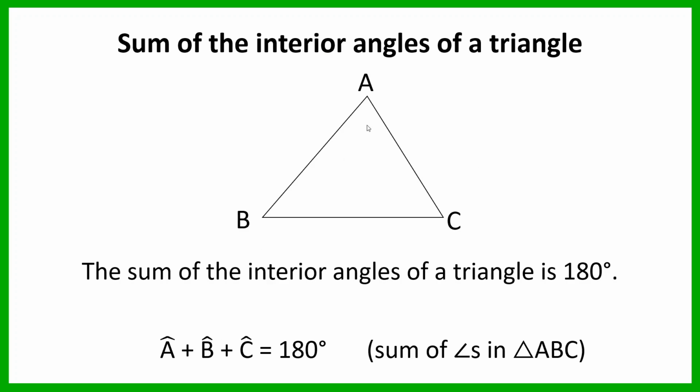So I can say that in this triangle over here, angle A plus angle B plus angle C is equal to 180 degrees, and my reason will be the sum of the angles in triangle ABC.